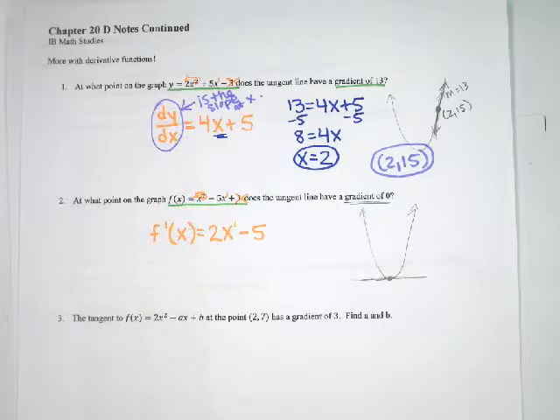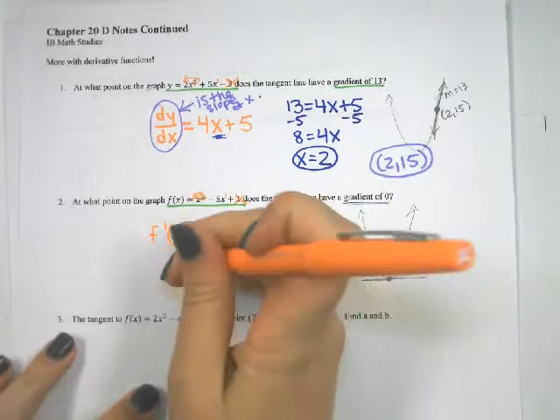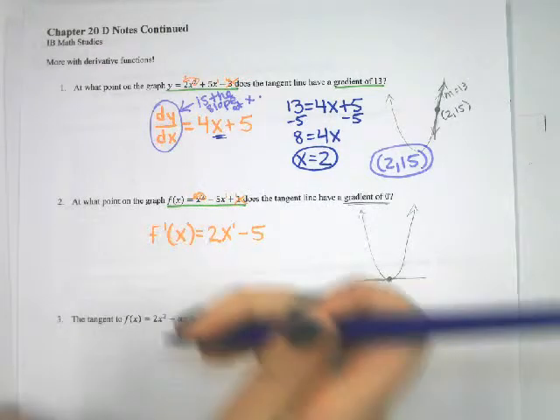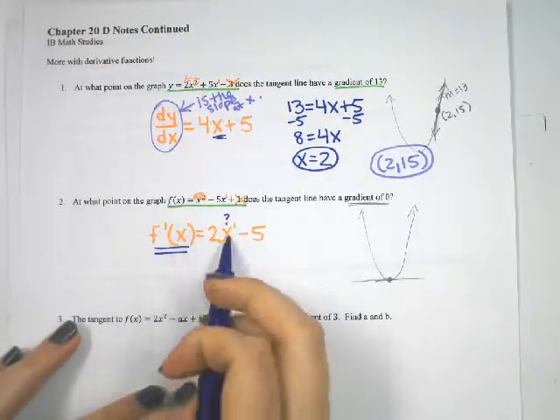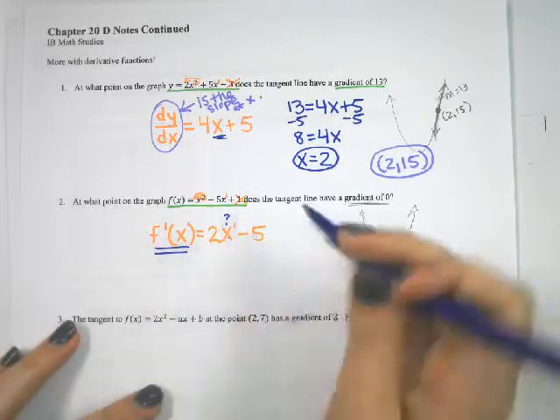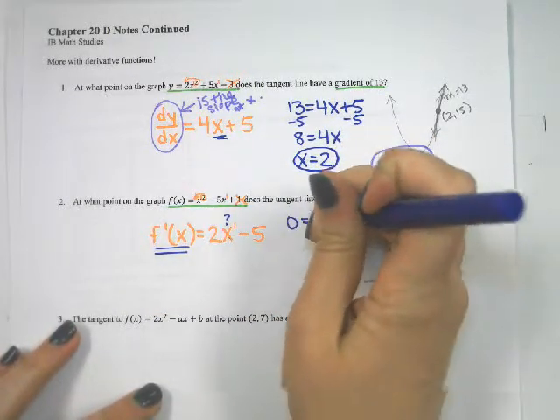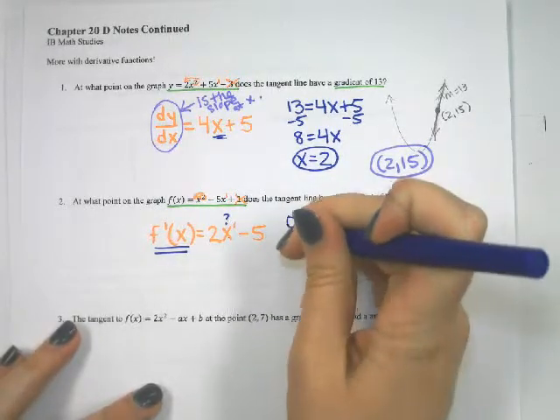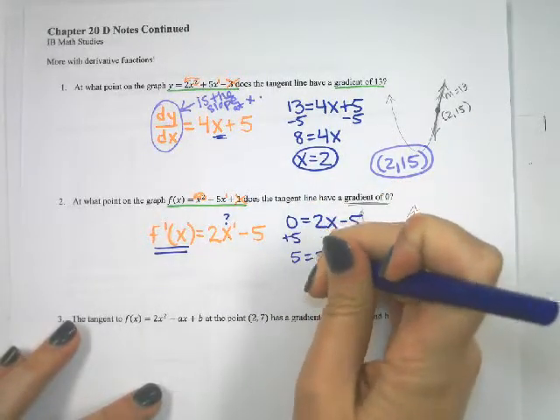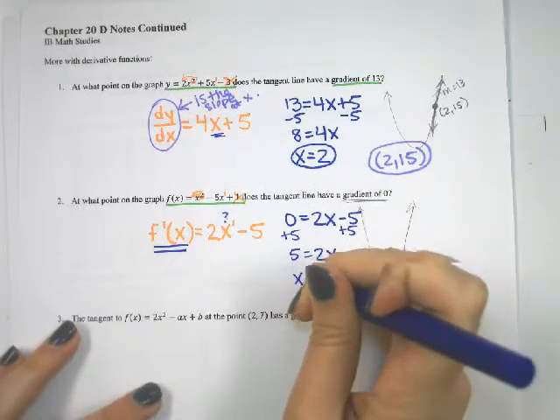This is my derivative function. I want to know where it's 0. Where is the gradient 0? Where is the derivative 0? Where is the slope of the tangent line 0? Those all mean the same thing. So I want to figure out when this is 0. What value of x gives me a gradient of 0? So 0 equals 2x minus 5. So we would add 5 and divide by 2.